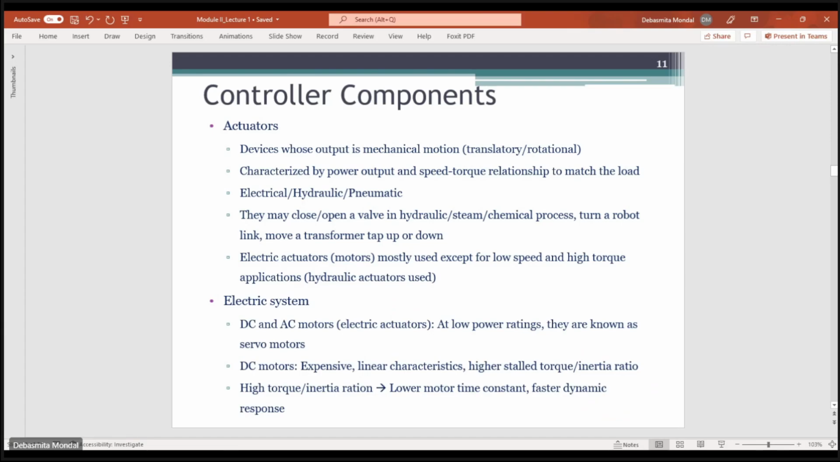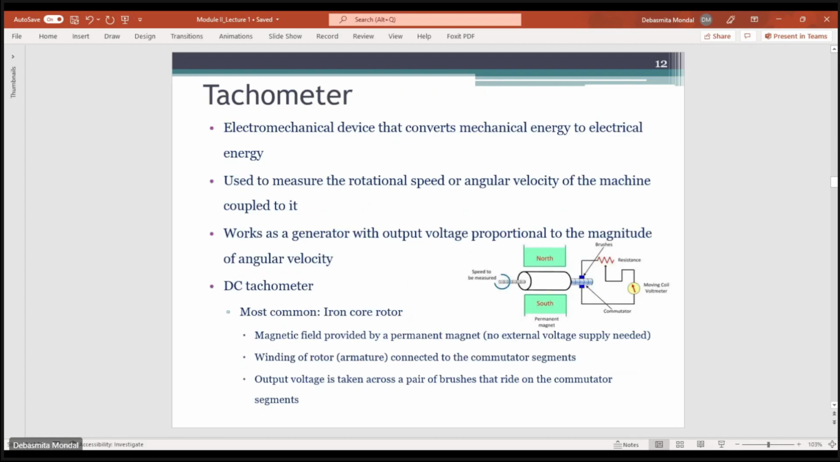So these are some of the components that are present in any controller or control system. Now we'll talk a little bit about the different kinds of feedback sensors which are generally used in a control system. First of all, we'll talk about something known as the tachometer.